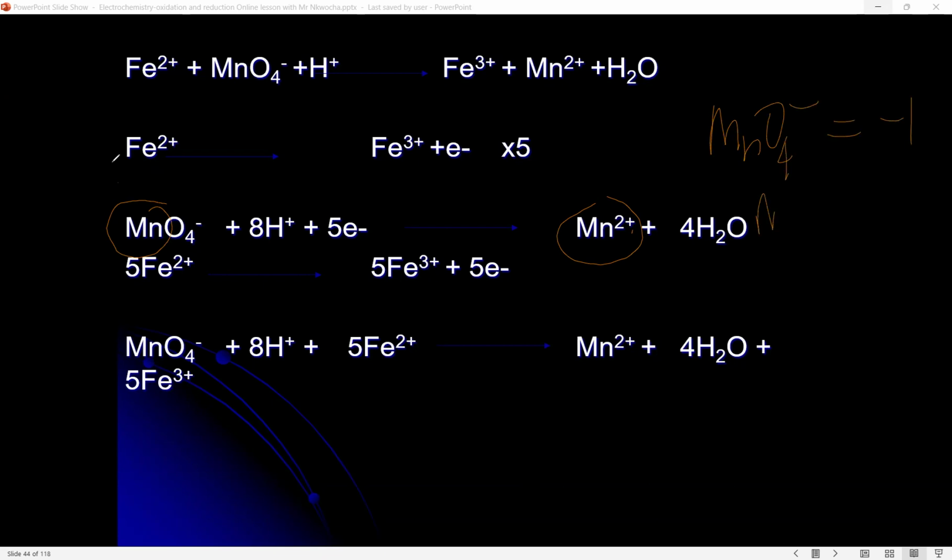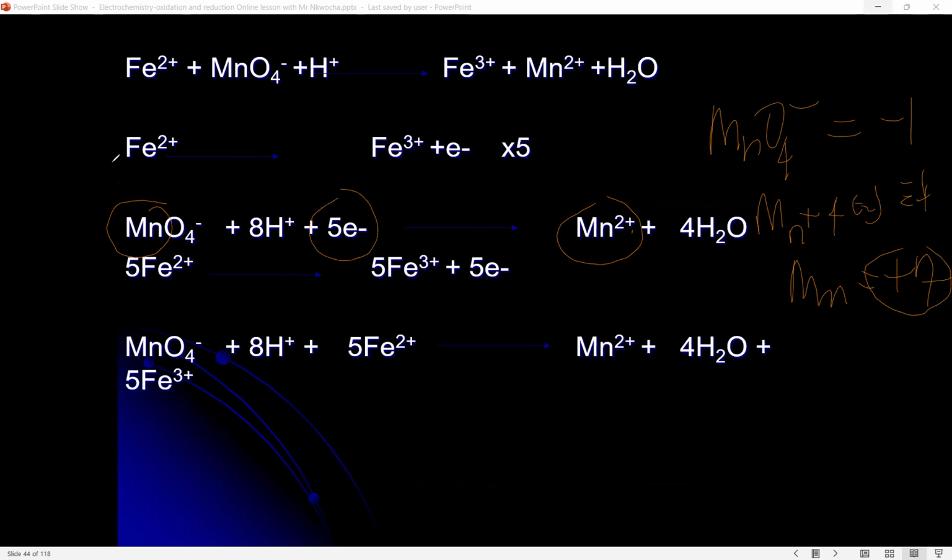So Mn plus 4 times the oxygen, which is -2, is equal to -1. So Mn here is equal to +7. It is +7 now, and now it's gone to +2. What is the difference between 7 and 2? It's 5. That's why I have this 5 electrons here.